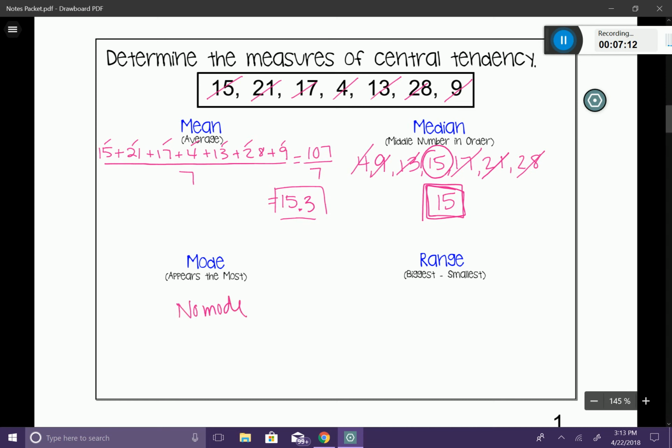And the last one, the range. So we have the largest number, which is 28, and we're going to subtract the smallest number, which is going to give us a range of 24. Okay, that was our mini lesson on measures of central tendency.